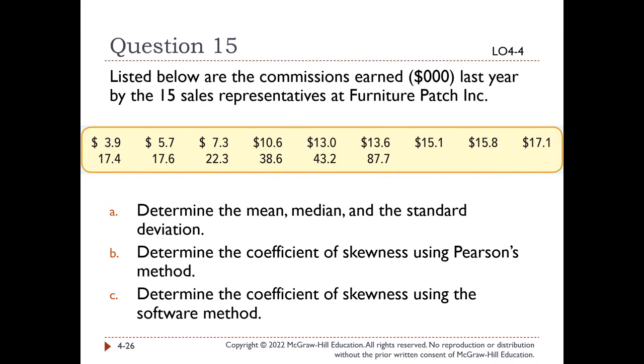Listed below are commissions earned, in thousands, last year by the 15 sales representatives at Furniture Patch Inc. So it looks like we got 1, 2, 3, 4, 5, 6, 7, 8, 9, 10, 11, 12, 13, 14, 15 numbers. Nice. Okay, so they give us a good median with 15, so we know it's odd. We do have a number right in the middle. So this one we can actually use Excel.